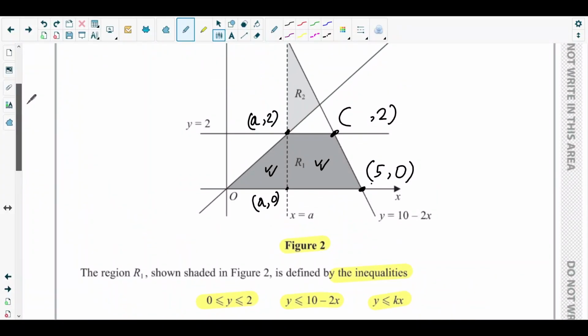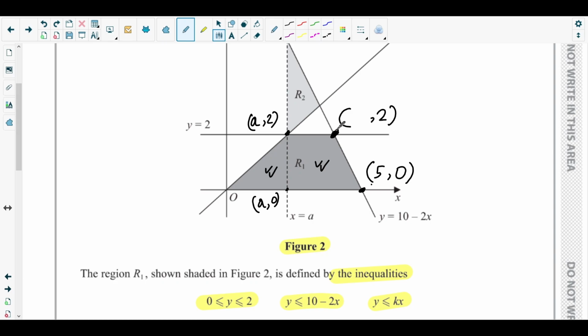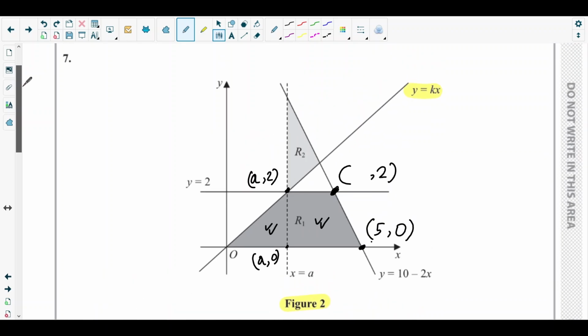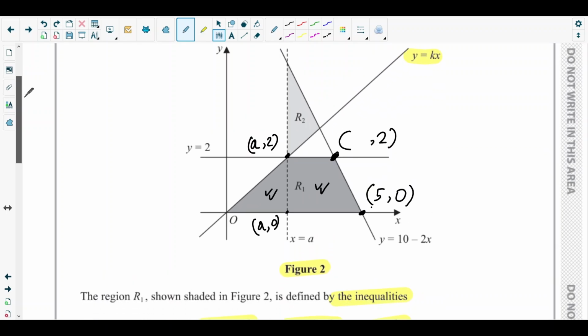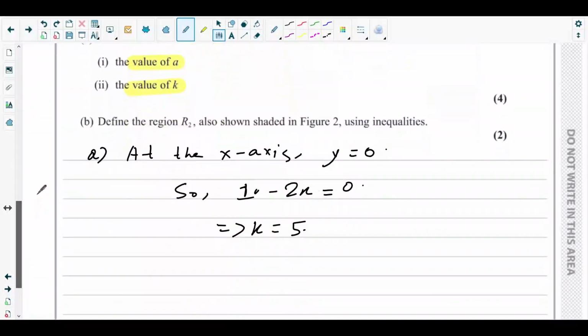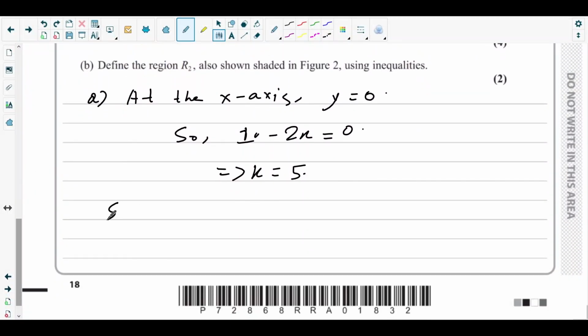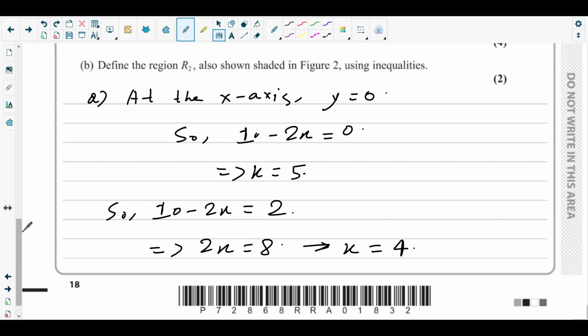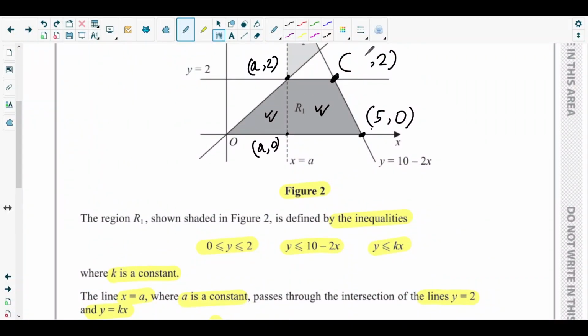Now we need to find out the x coordinate of this point. At that point, the line y equals 2 and the line y equals 10 minus 2x intersect, right? So at this point we can write 10 minus 2x equals 2. Now find out the x coordinate. So 2x equals 8, so you will get x equals 4. So we got the x coordinate of that point, which is 4.